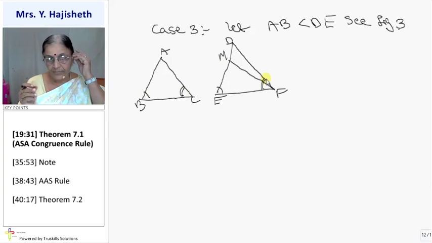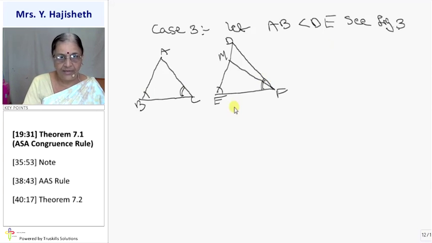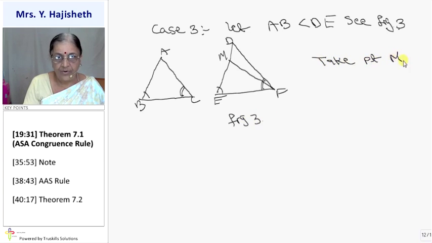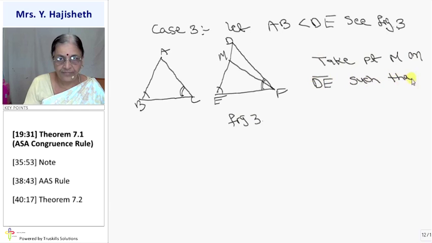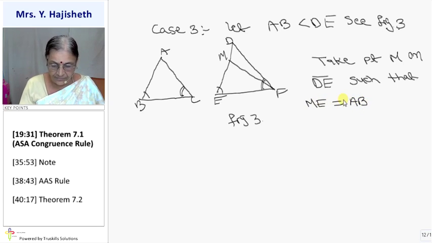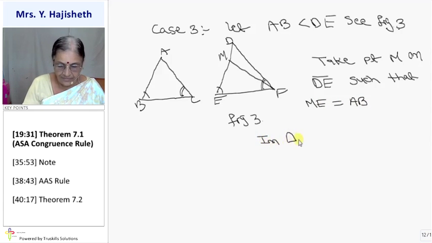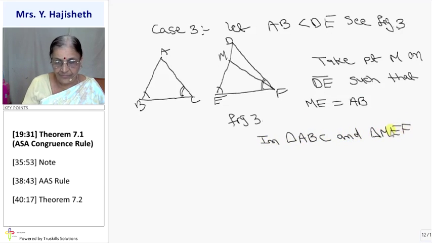Same argument. Clear? What will we do in this? This is our figure 3. Here take point M on DE such that ME is equal to AB. Clear? Now in triangle ABC and triangle MEF. Clear? AB is equal to ME by construction. Okay?